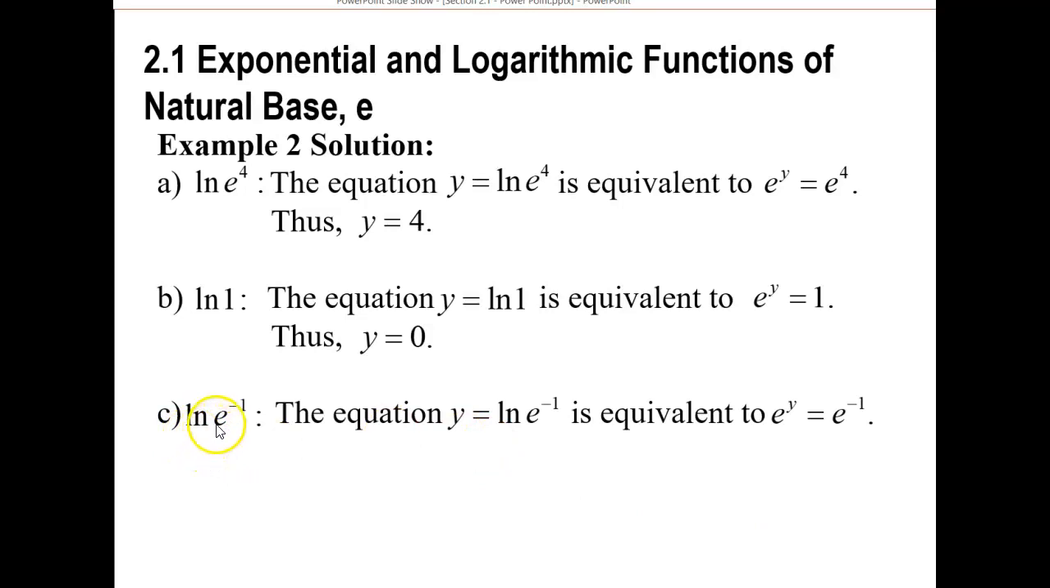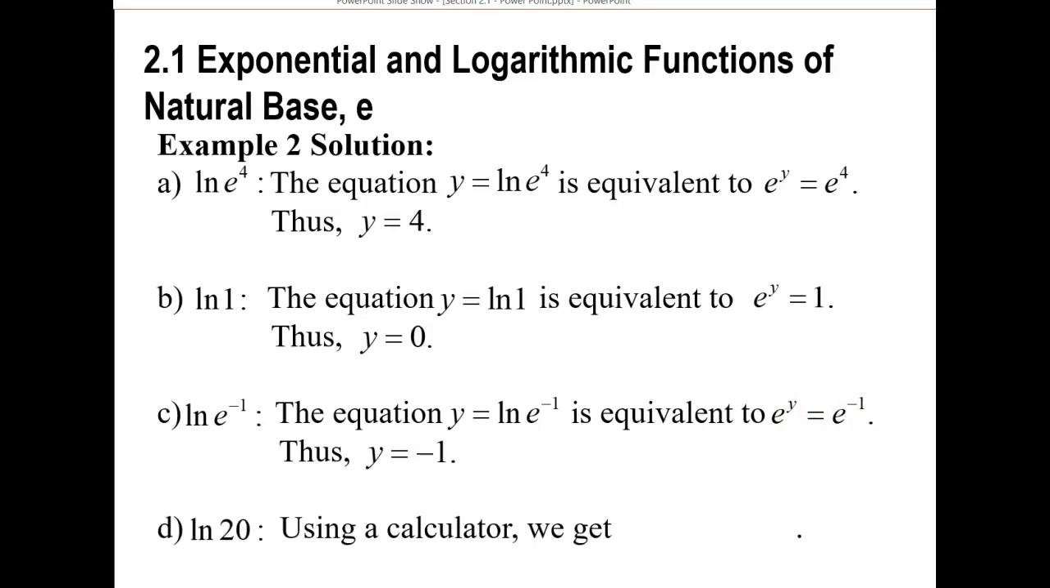Okay, here's just like part A. The base is e, this base is e, so this answer should be -1. Or knowing that y equals natural log of e to the negative 1 means the base e to the power y equals the inside, so e to the y equals e to the negative 1. Since they're both base e, the powers must match. Or again, the calculator. There's lots of ways to do these.